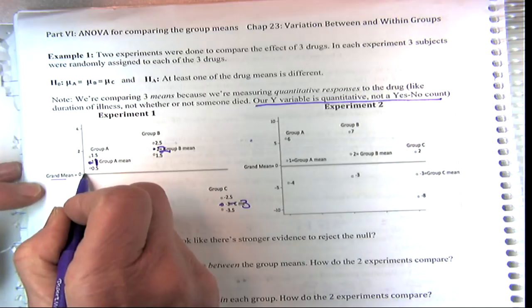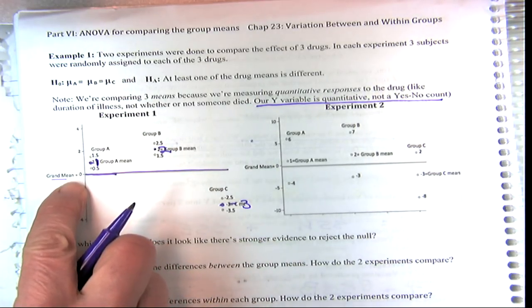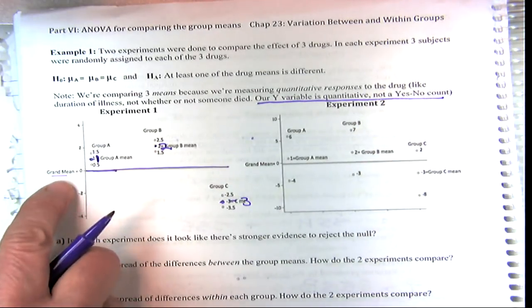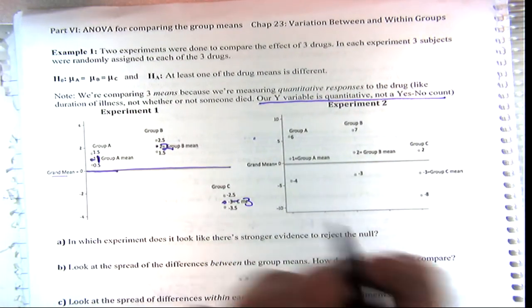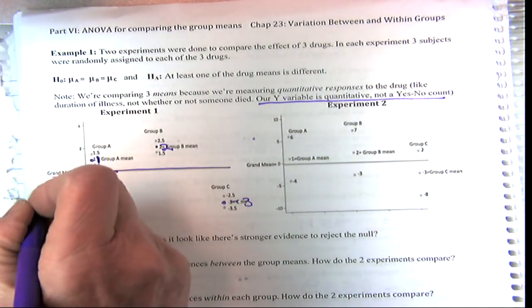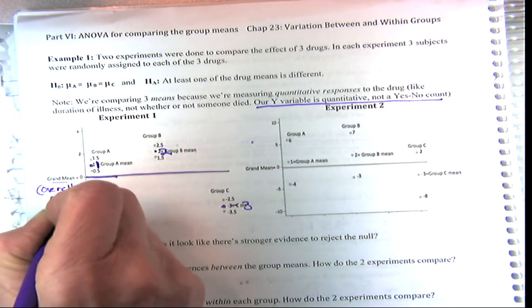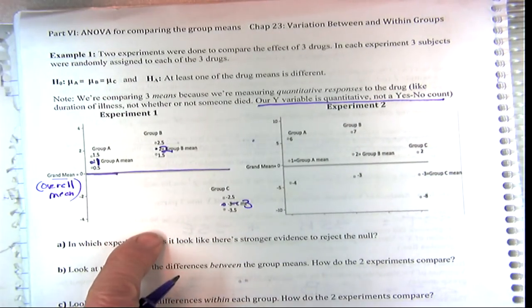And what is this here that I put here? The grand mean. That's the mean of all 9 numbers here. So it's the average of these 9 numbers. It's the overall mean. It doesn't have to be 0. I just drew it that way to make the math come out easy. It can be anything.